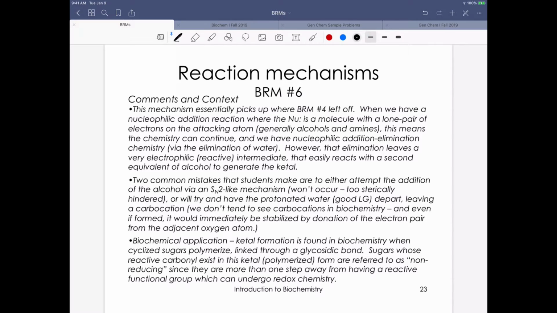So the first one here is a common mistake that students make: they want to attempt the addition of the alcohol via an SN2-like mechanism. Generally, this is not going to occur. It's too sterically hindered. Or again, they're going to try to have the protonated water depart, leaving a carbocation. Remember, we don't tend to see carbocations in our biochemical reaction mechanisms. Even if it was formed, we'd immediately have stabilization by that lone pair on the adjacent oxygen atom.